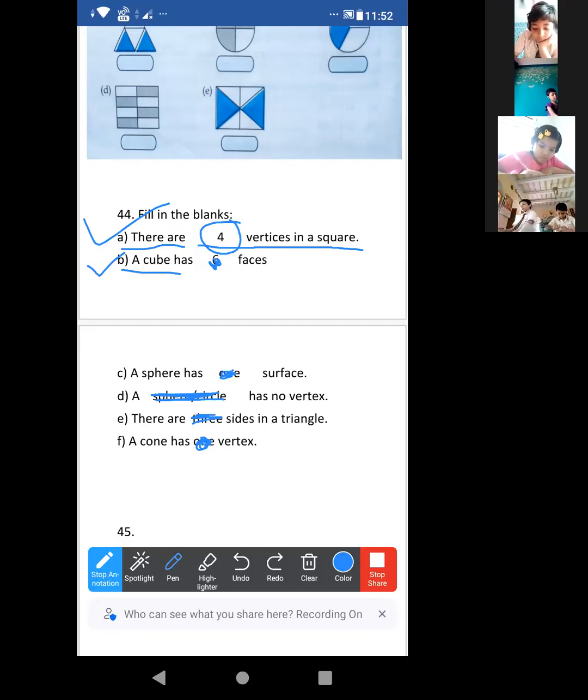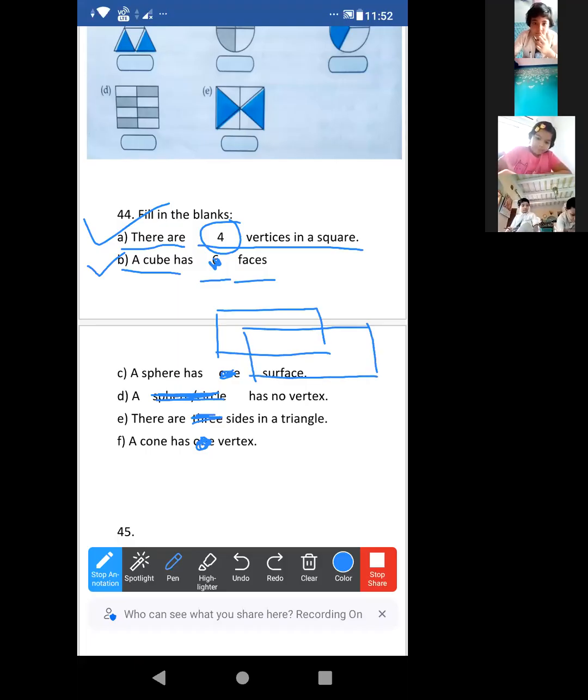A cube has dash faces. At first complete the statement, then I will make you understand. A cube has dash faces. What does face mean? Suppose in a dice, or you can look at your pencil box. In the pencil box, you can count the faces. If I am drawing your pencil box, look at this one, this is the pencil box. Now how many faces are there?